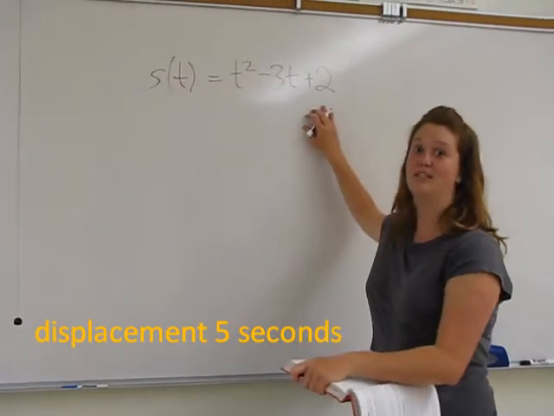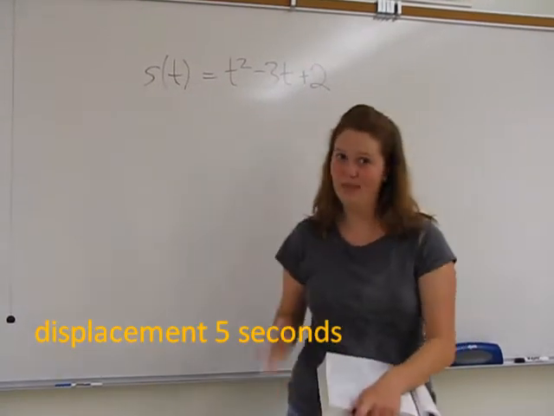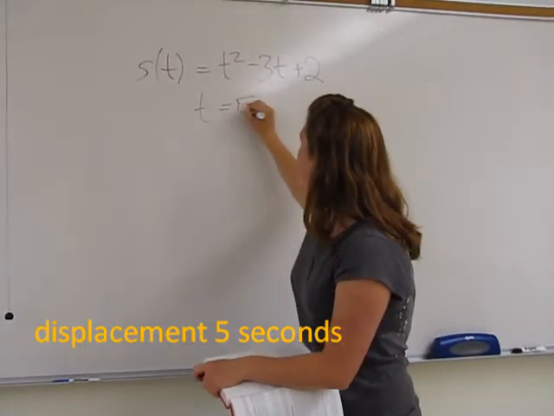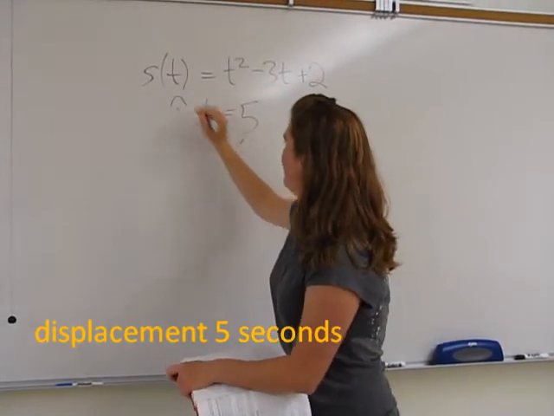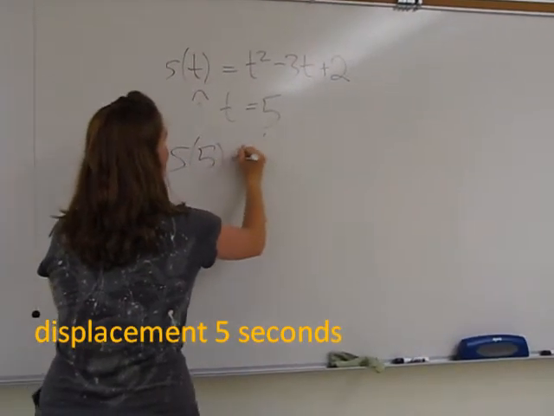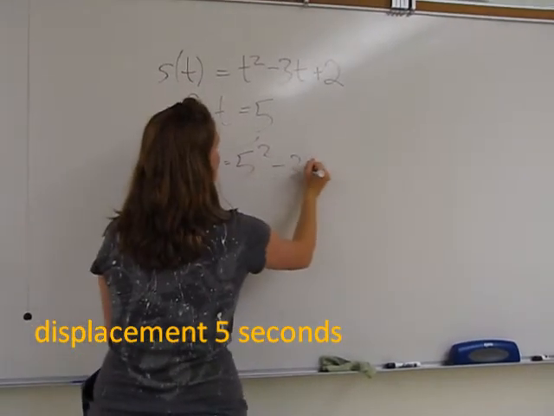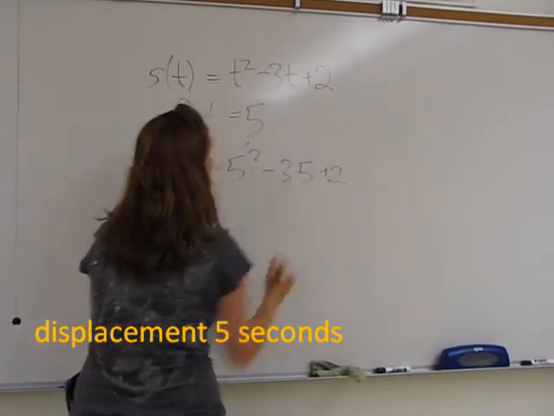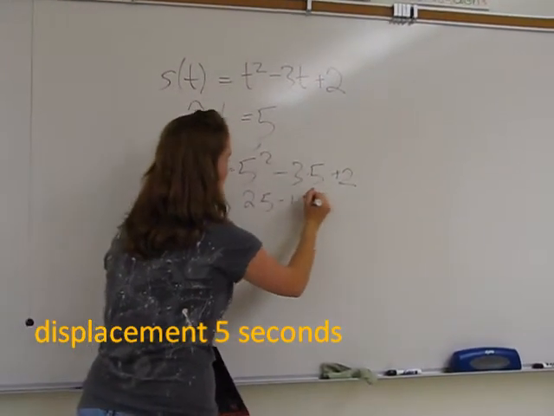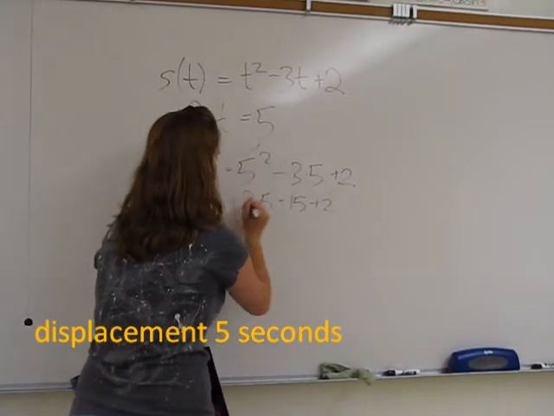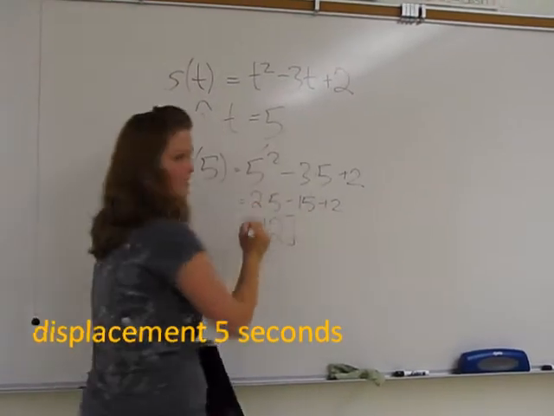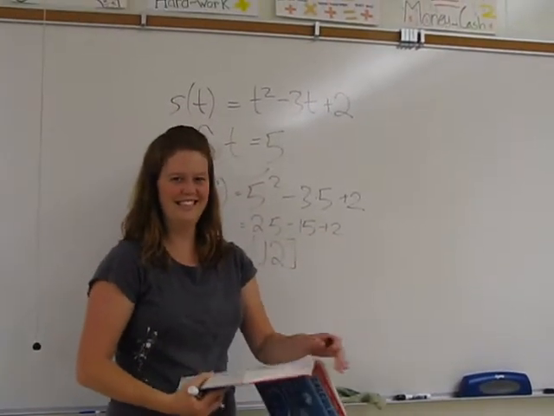Because this is our position function and we're trying to find the displacement in 5 seconds, we simply plug in t equals 5 into the problem. So we have s of 5 is equal to 5 squared minus 3 times 5 plus 2. Working out the rest, we have 25 minus 15 plus 2, and we get 10 plus 2, which is 12. So that's our answer for problem A.